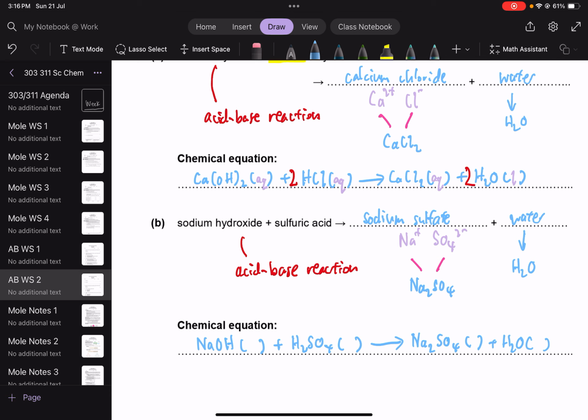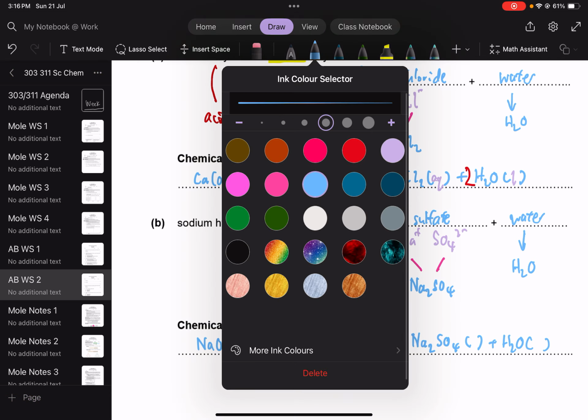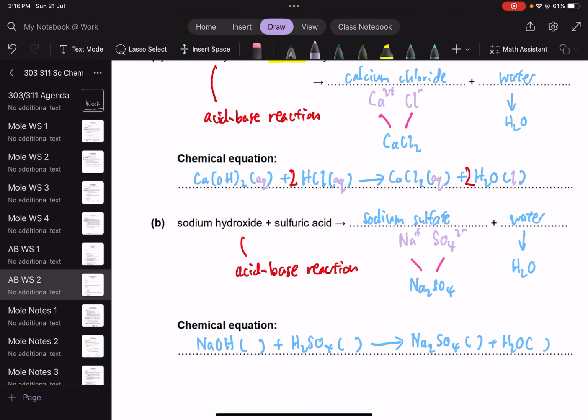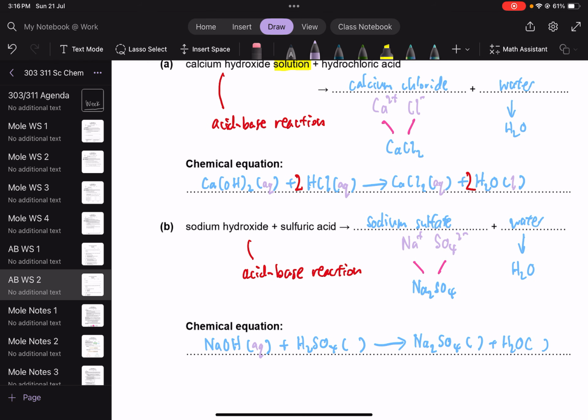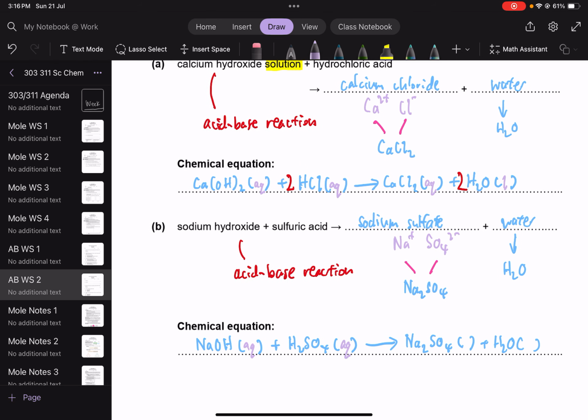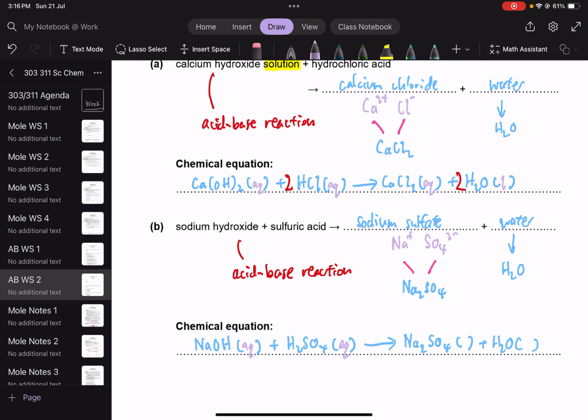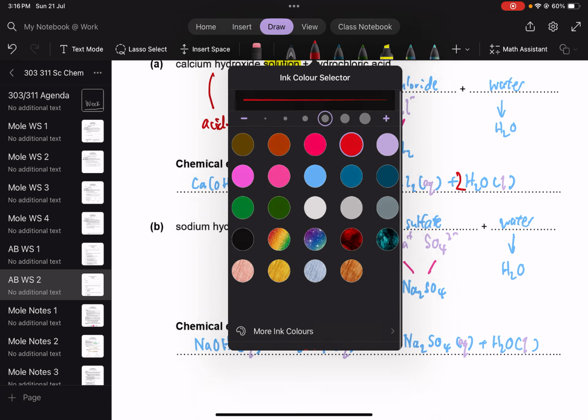So now let's insert our state symbols first. NaOH, as we know, it should be an aqueous. It's a soluble hydroxide. With acid, aqueous as well. All sulfates are soluble except for barium, calcium, and lead-2 sulfate. So then again, you'll form the Na2SO4, the sodium sulfate solution. And for H2O, the state symbol of H2O should just be L. Alright, so now let's balance the equations together.